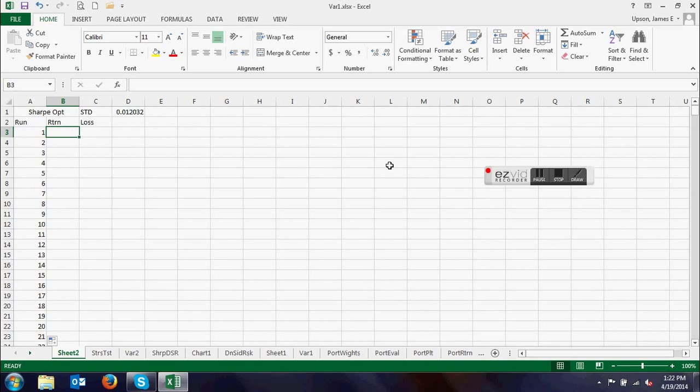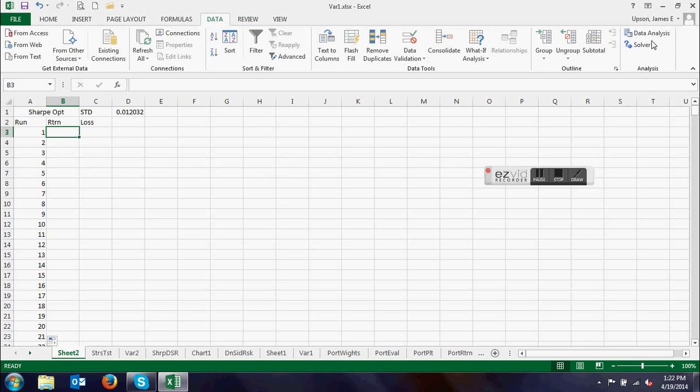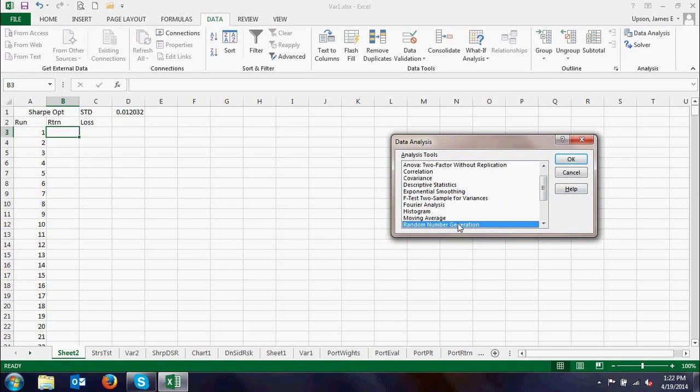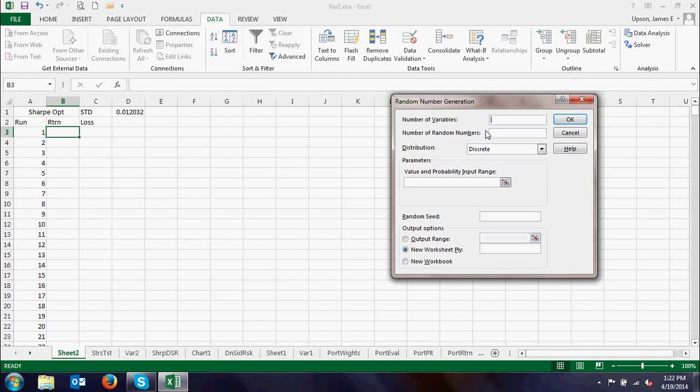And then what we want to do is use the random number generator to create a random list of our random selection of potential returns. So that's under data, data analysis, and we want to do random number generation. And we want one variable, which means it's going to be one column. If I would have picked 10 variables, it would have created 10 columns. We want 500 random numbers, representing 500 days. And it's going to come from a normal distribution.